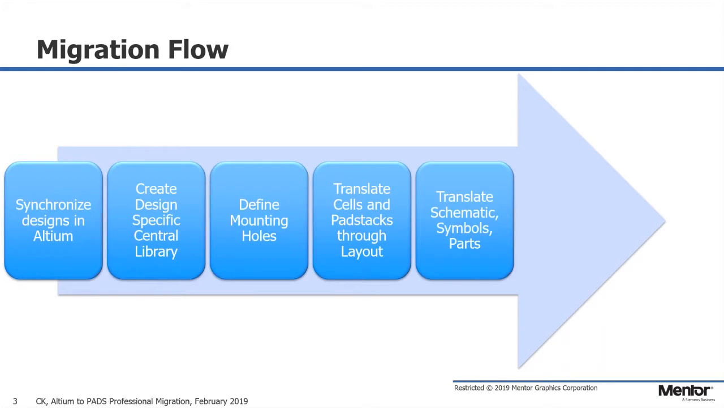After that, we're going to go ahead and translate our schematic, symbols, and parts. So the schematic will come over as well as the symbols and parts will be translated and placed into our central library, and those will be linked up with the pad stacks and cells that we brought through earlier. After that, we'll go ahead and translate the layout from Altium to PADS Professional.